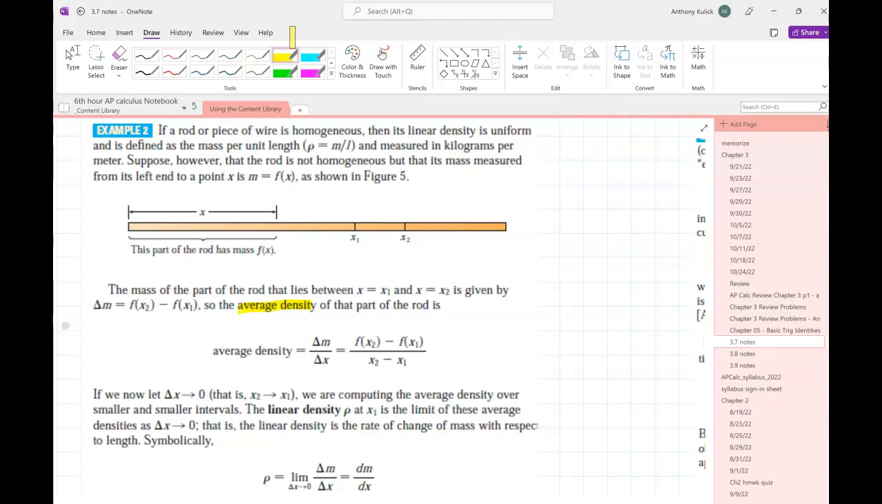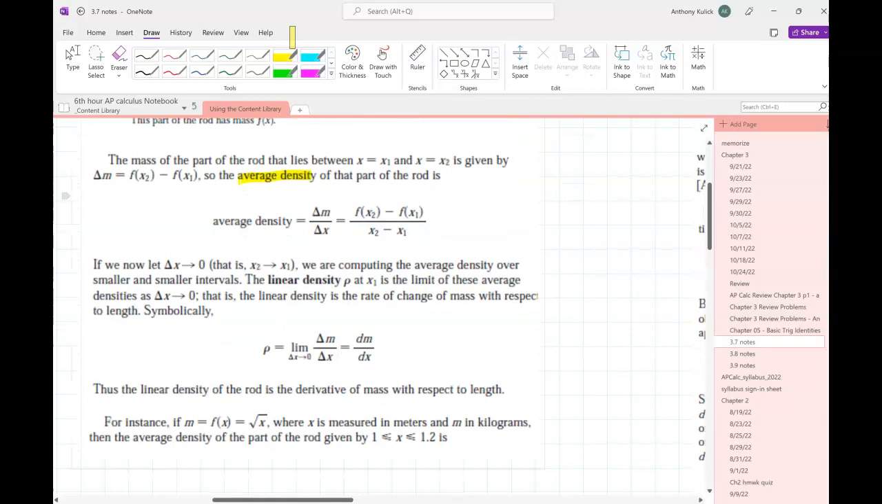Oh my God. Right? All of these average whatevers, what are they? Slope. Okay. Now, if we let that change in x approach 0, that is, if x2 approaches the position of x1, we are computing the average density over smaller and smaller intervals. The linear density at x1 is the limit of these average densities. That is, the linear density is the rate of change of mass with respect to length. Symbolically, it is this guy.